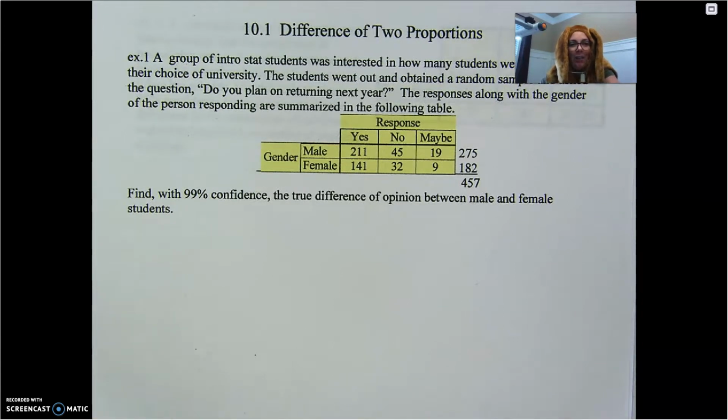A group of intro stat students was interested in how many students were happy with their choice of university. So they went out and they surveyed, do you plan on returning next year? And they got their responses, yeses, nos, maybes, and they put it in the chart based on gender. We're going to find with 99% confidence the true difference of opinion between male and female students.